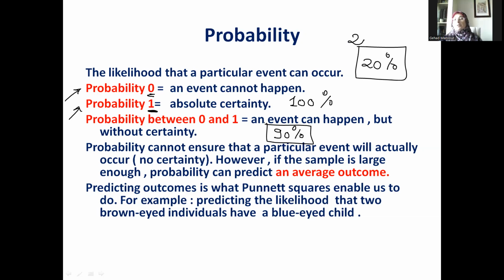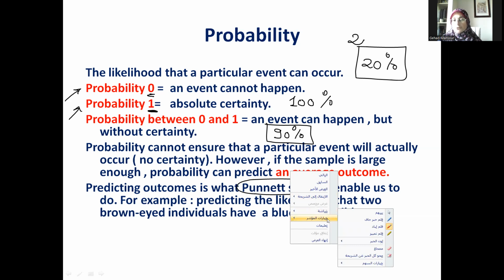For example, there is an interesting tool you might have studied, which is the Punnett square. And you might have studied the inheritance of eye color. Of course, the inheritance of eye color is more complicated than what we usually teach our students in the middle school. But we are going to take this example to understand probability.